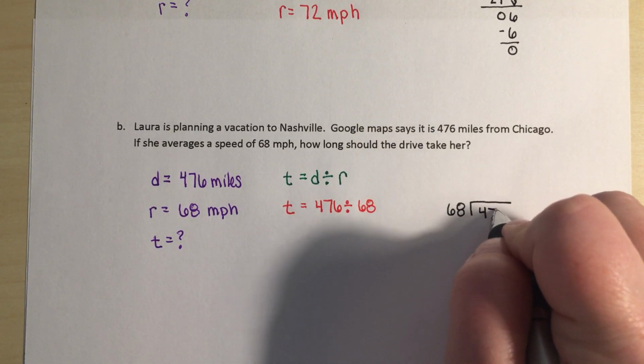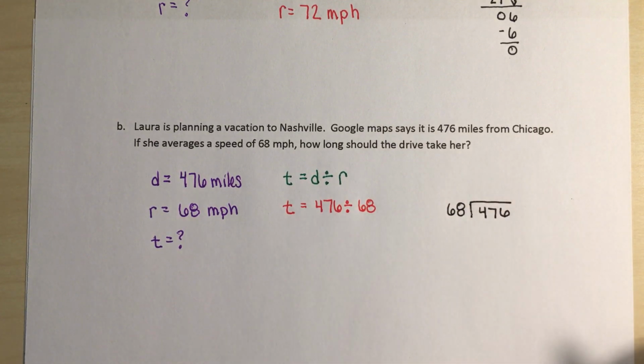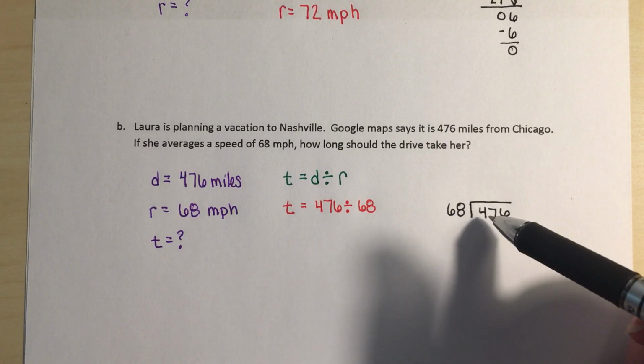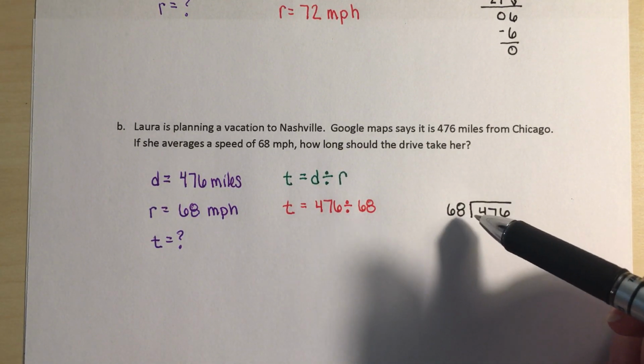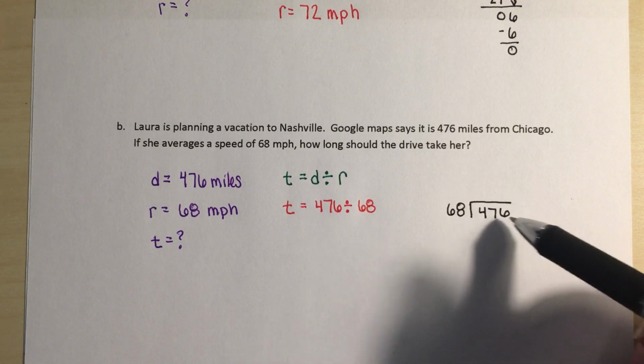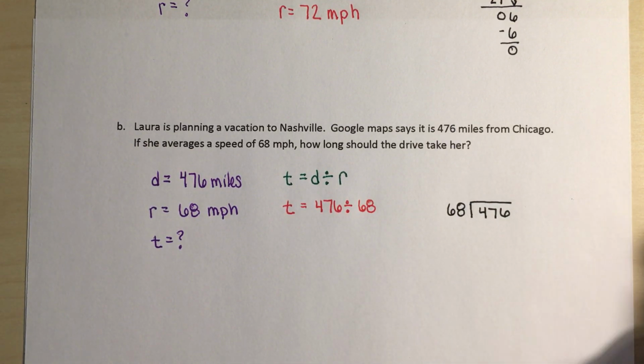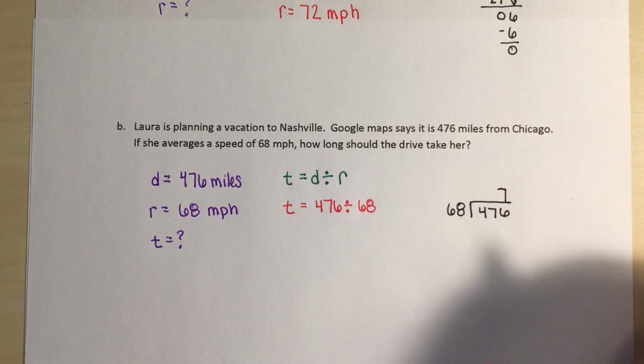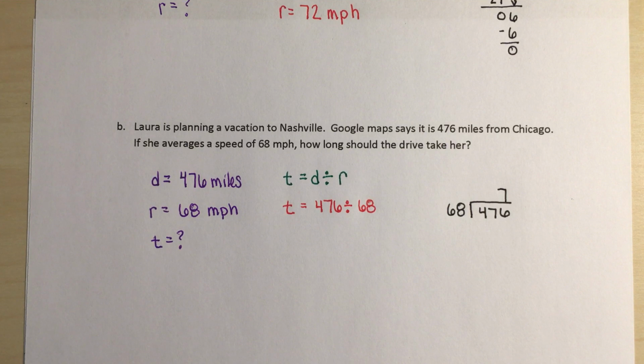68 divided into 476. We can do some estimating here. We could think that 68 is close to 70, which is close to 490. So we can do some kind of estimating here. You can make a list of addition. So we're going to estimate that 68 goes into 476 about 7 times, right? Because if we rounded 68 to 70, 7 times 70 would be about 490. So we should hopefully be pretty close here.